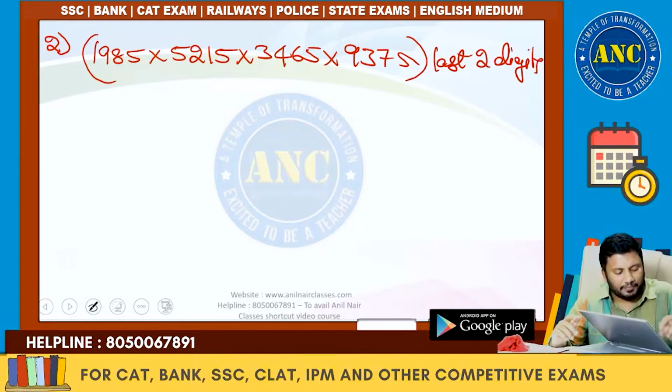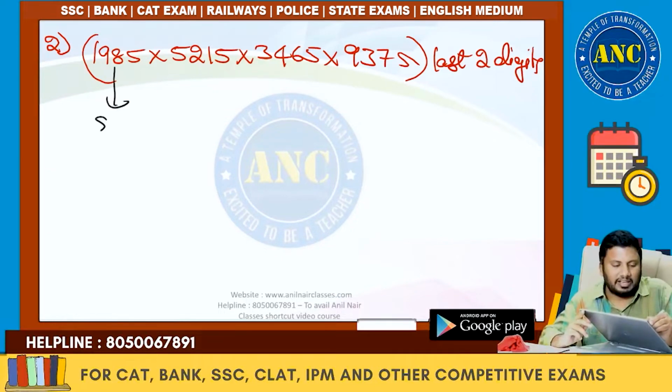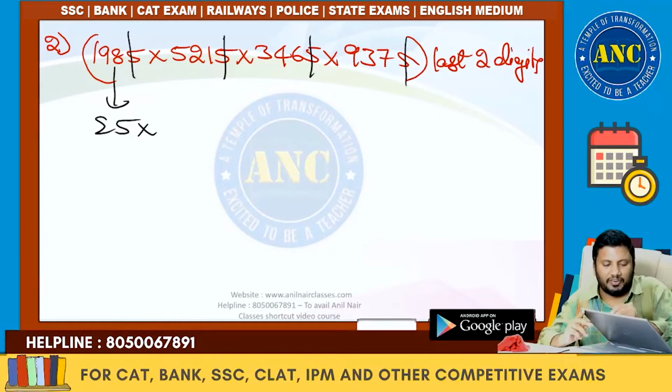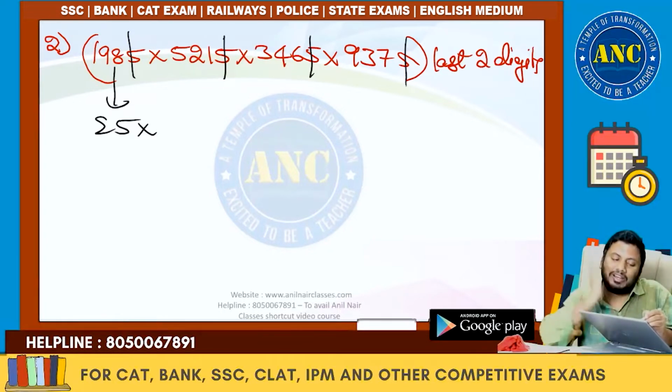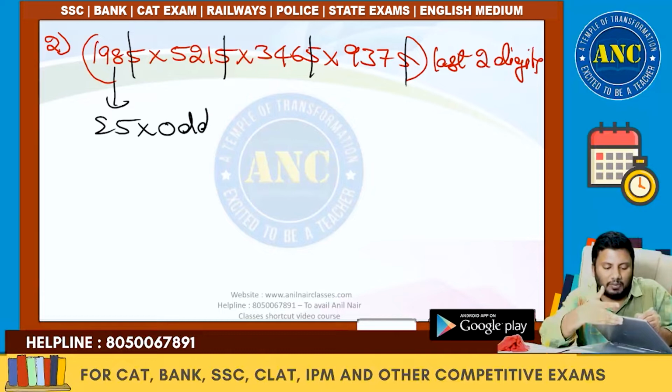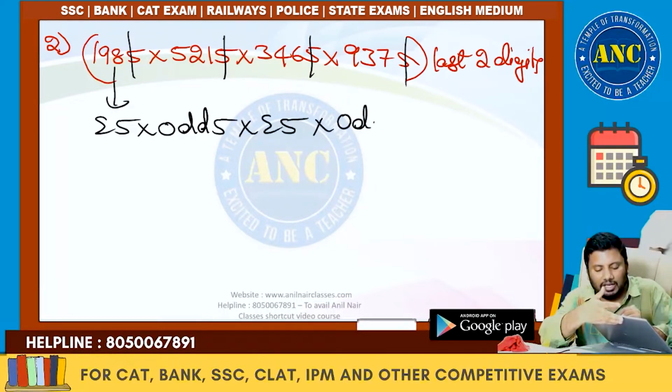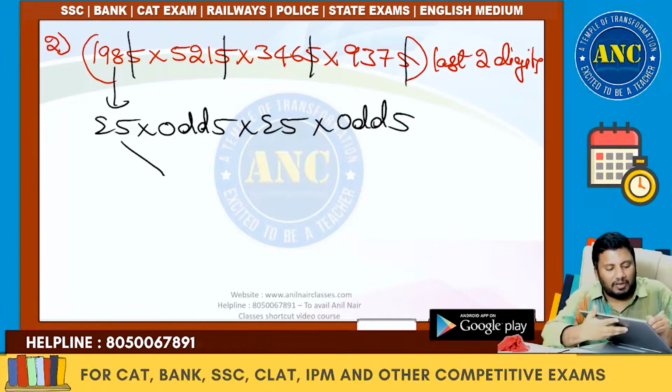1985. 198, 8 is an even number. 555, omit it. 521, it is an odd number. 346, even number. 937, odd number. Even 5 into odd 5, 75.